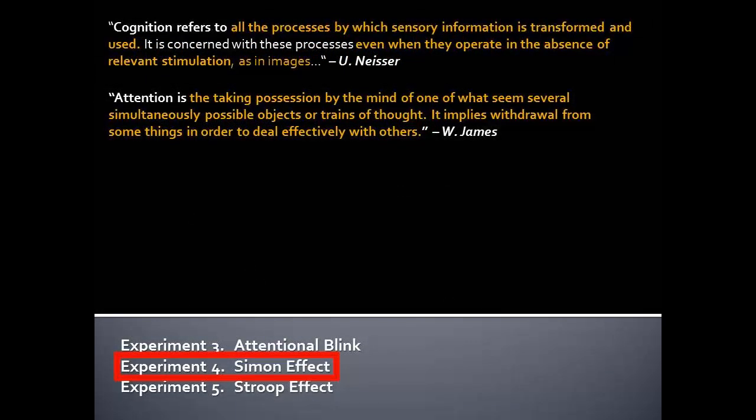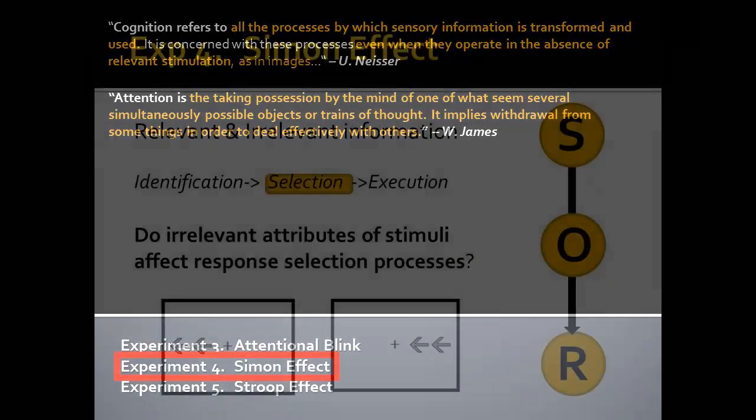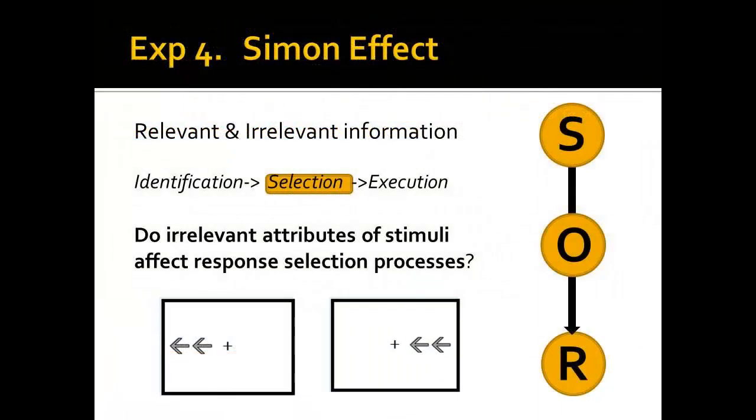Now, in the second sentence of William James's quote, we see that attention is the ability to withdraw from information that is irrelevant in order to effectively process information that is relevant. But as we're about to find out, irrelevant information still influences our information processing, sometimes helping you and other times confusing you. Now let's continue with something called the Simon effect.